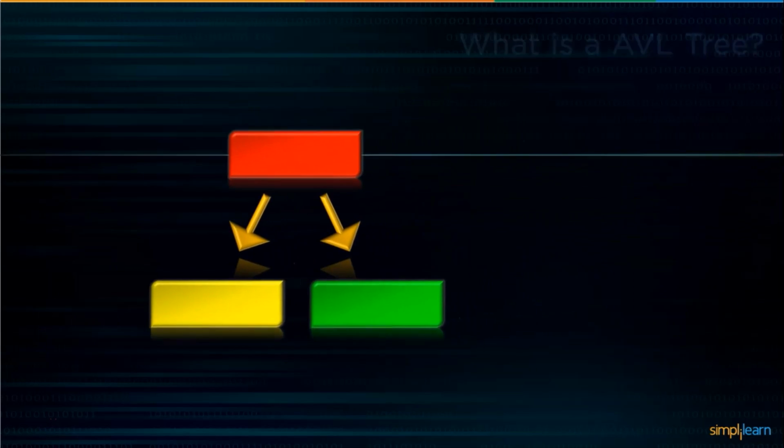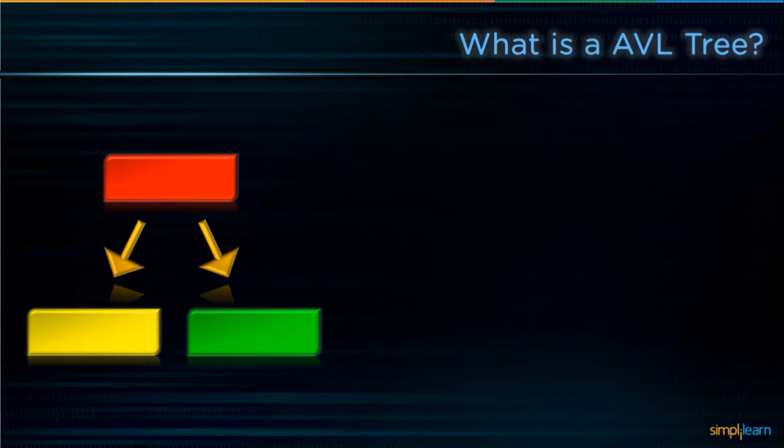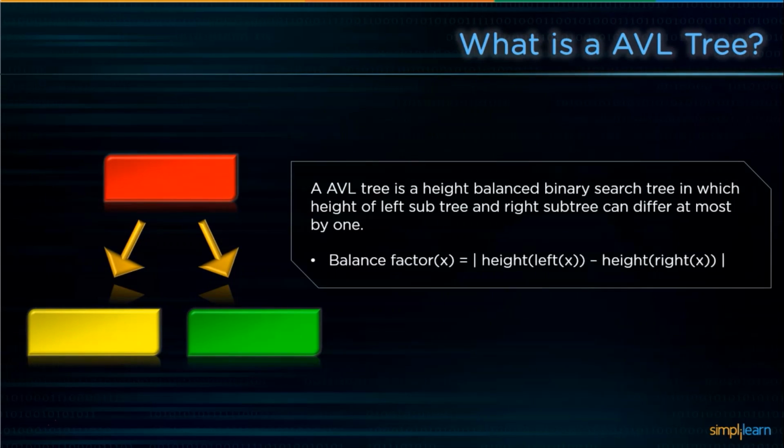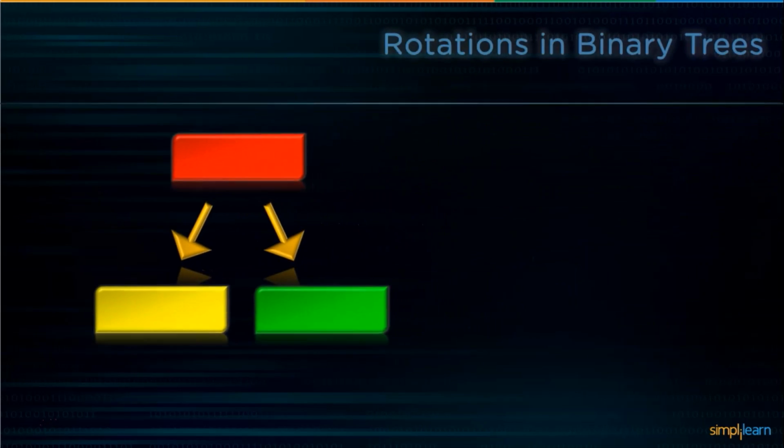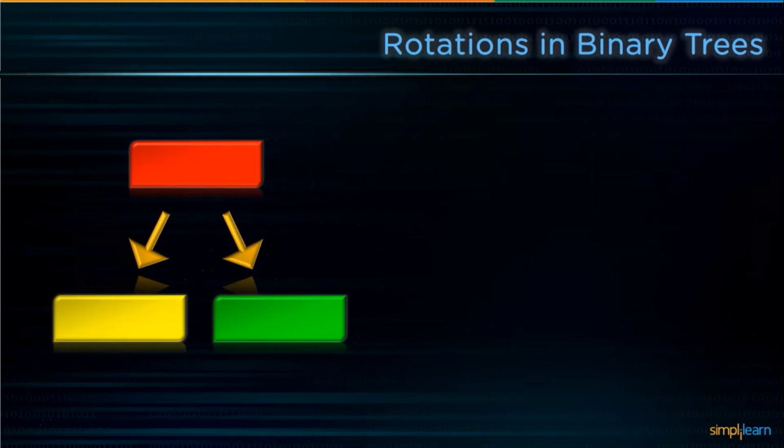So let's get started with introduction to AVL trees. An AVL tree is a height balanced binary search tree. For each node, we have to make sure that the height of the left subtree and the right subtree can differ by at most 1. We can calculate this balance factor by subtracting the height of the left subtree from the height of the right subtree. Now let's discuss various rotations we can perform on AVL trees.